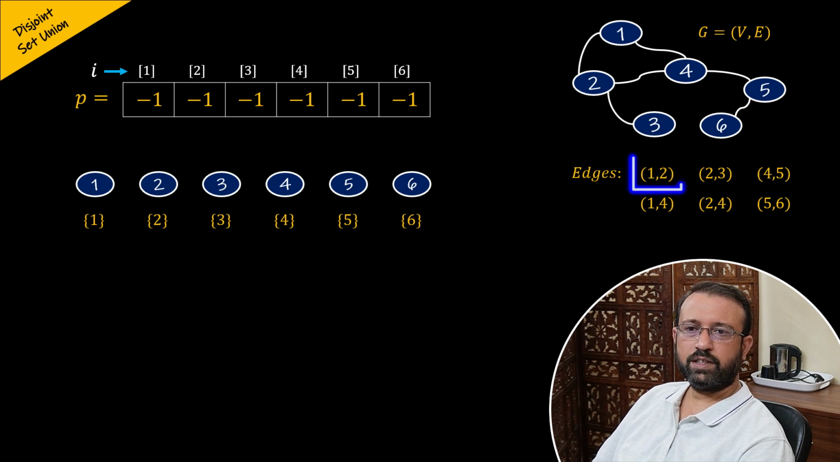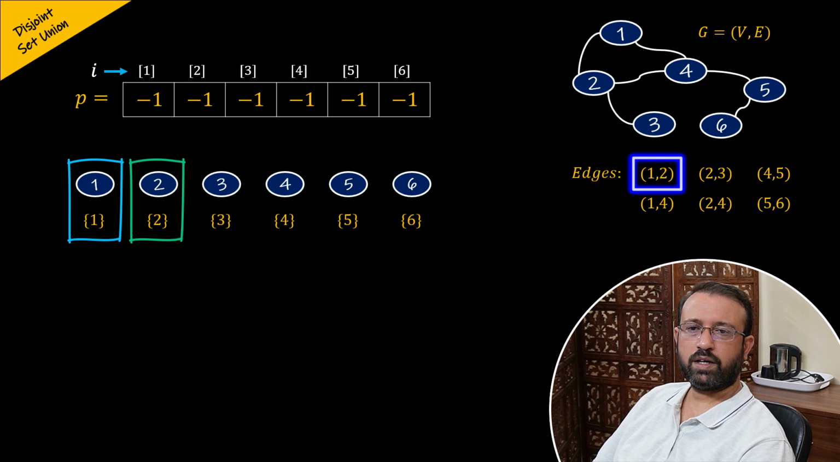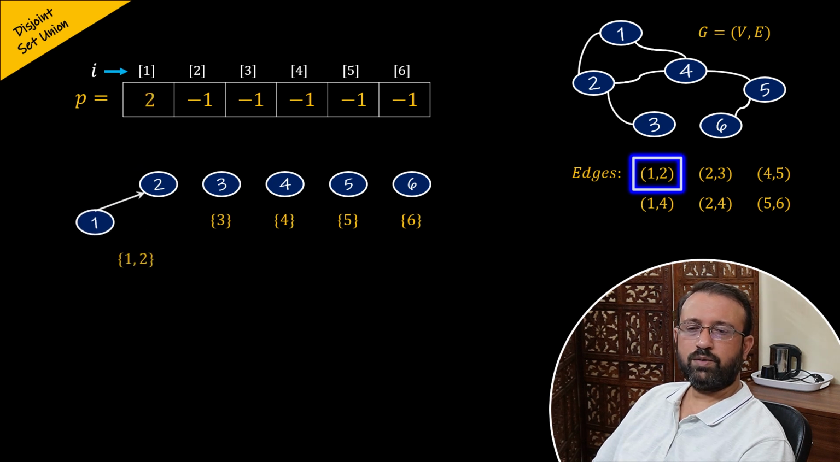So we have an edge between vertex 1 and vertex 2. Now we need to find whether vertex 1 and vertex 2 are in the same set. Vertex 1 belongs to set 1 and vertex 2 belongs to set 2. So they are in different sets. Therefore, we will perform union of set 1 and set 2. So now, after the union operation, both the vertices 1 and 2 will be in the same set.